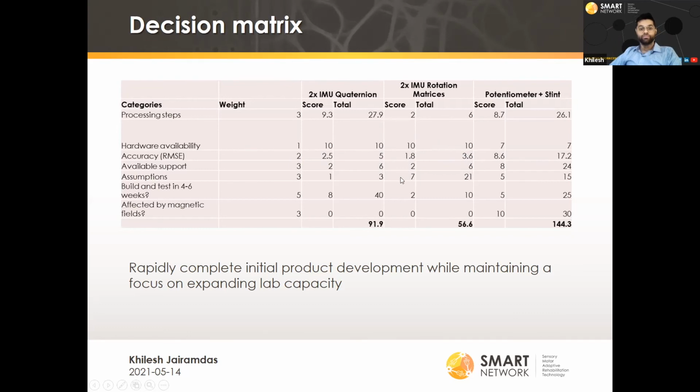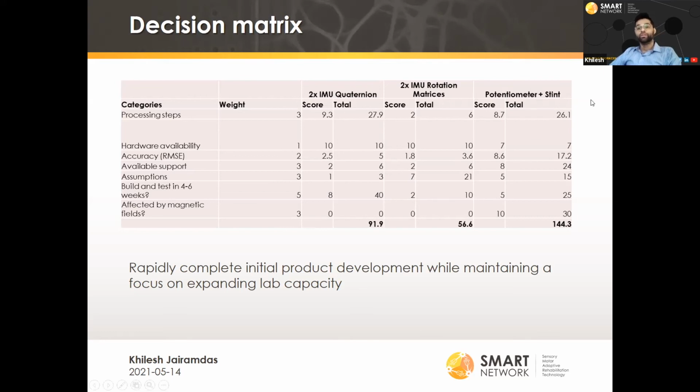Assumptions, pretty high score on assumptions, because any misalignment in those angles are accounted for with the rotation matrices. Probably the hardest out of these to build and test in 4 to 6 weeks, which is a major concern, which is why it has low points there. And again, IMU's magnetic fields 0.